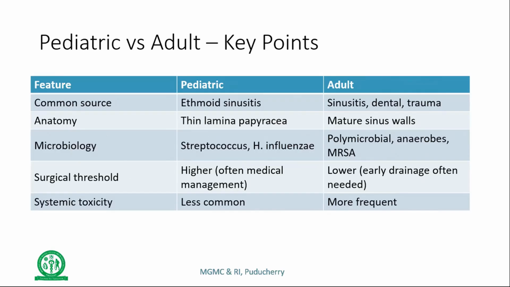And in case of adults, they have a complex source of infection. It can be either from trauma or dental infections can spread, in addition to sinusitis. They usually have a polymicrobial infection with anaerobes and MRSA as causative organisms. The surgical threshold is lower, meaning early drainage may be required, and they do have more systemic toxicity.